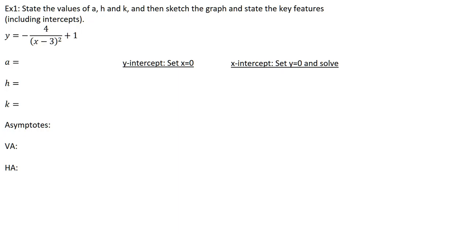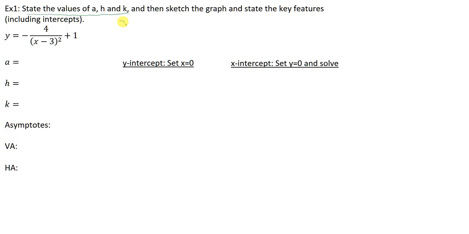Alright, so we're going to go through an example of how to identify key values, key features, and then sketch a truncus. Okay? So we're going to be looking at this guy right here. Y equals negative, so negative is all kind of included in our A there, 4 over x minus 3 quantity squared plus 1. Okay? So the first part of it, as it says here, is to state the values of A, H, and K. Remember, those are really important because they help us to identify our asymptotes, which are pretty crucial in drawing this graph.